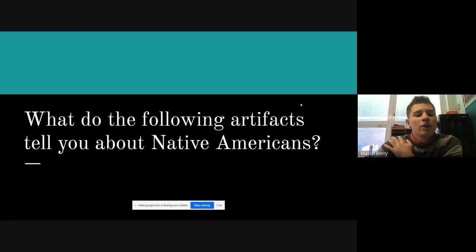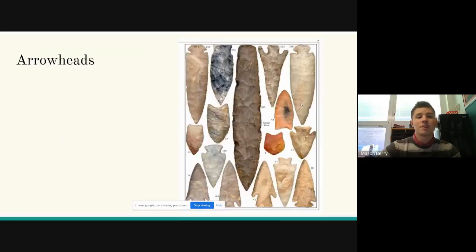What do all of the artifacts tell you about Native Americans? So this PowerPoint is going to have several different artifacts in it that we're going to have to look at and determine what it might tell us about Native Americans. The first of them being these arrowheads. So as you all know, arrowheads are used for hunting.